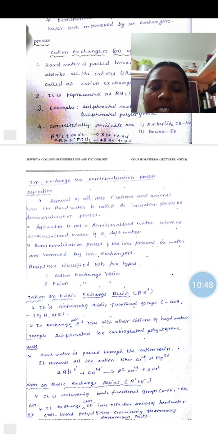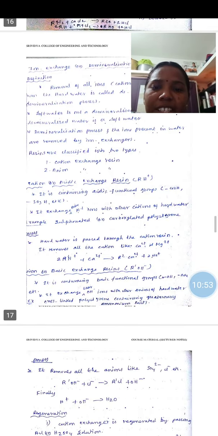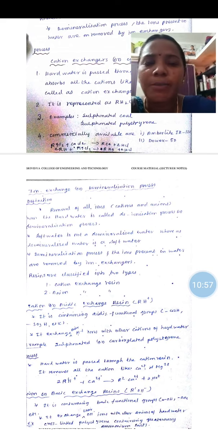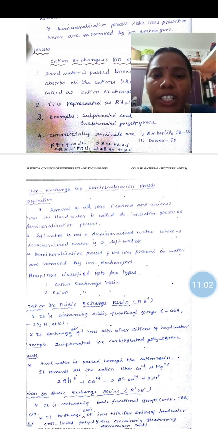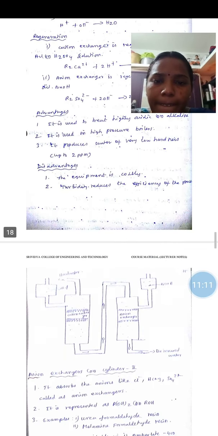The cation-free water is further passed through the anion exchanging column. The anion exchanging column contains basic functional groups. It removes all types of anions present in water. Finally, the water coming out from the ion exchange process is free from all types of cations and all types of anions. So this water is deionized water or demineralized water. The diagram of the ion exchange process is shown in the figure.